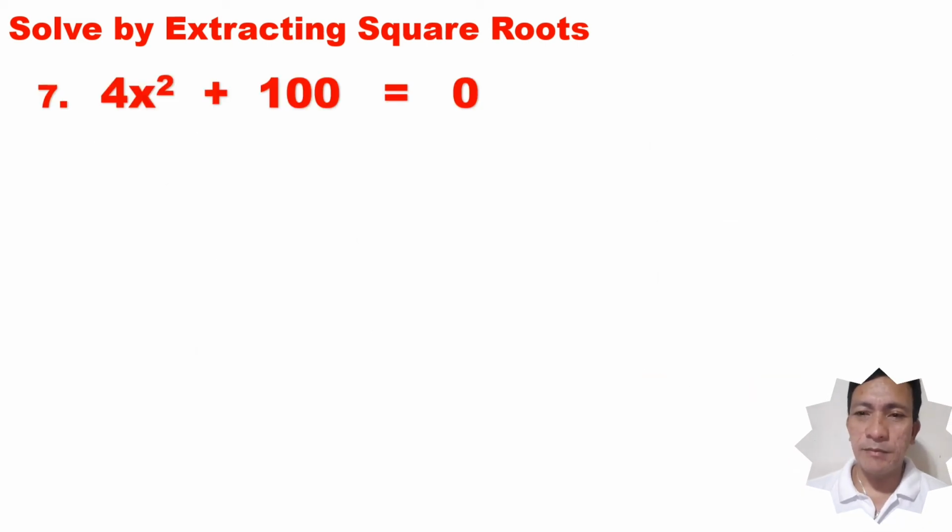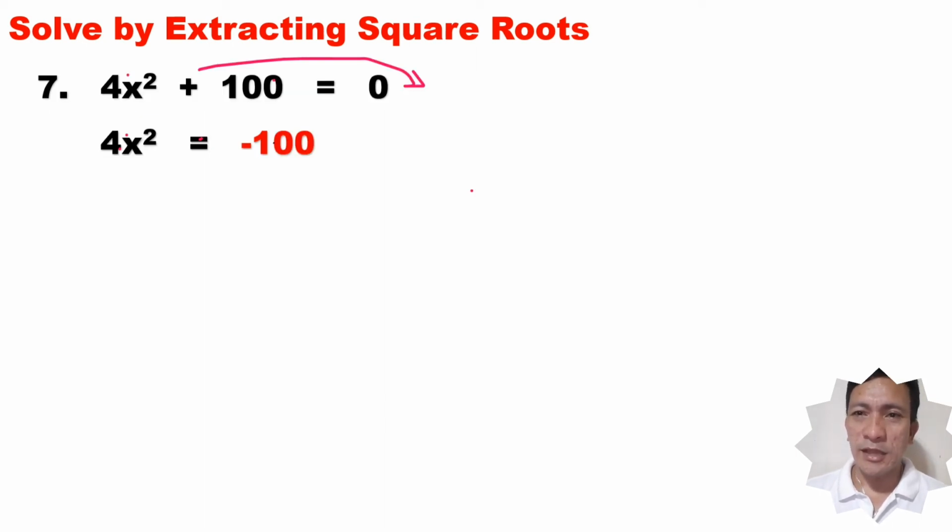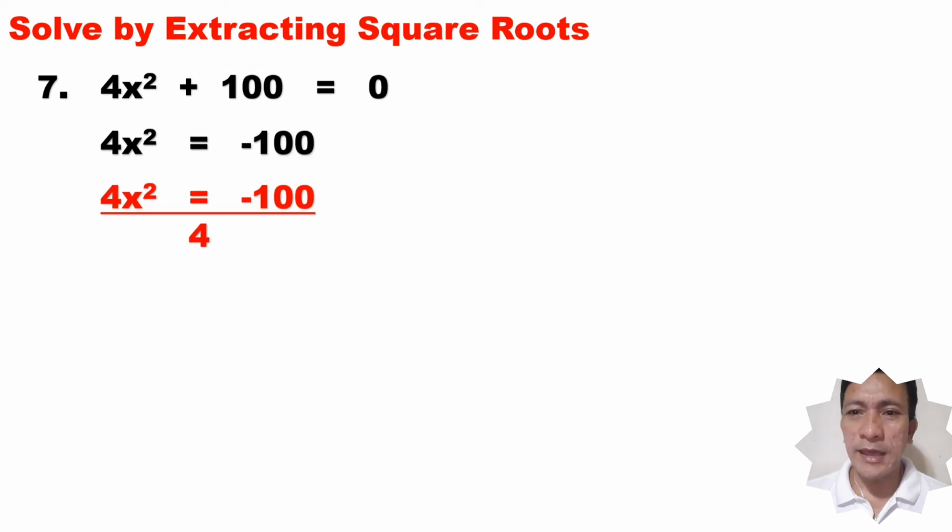Seventh and last problem for this video. 4x squared plus 100 equals 0. Transpose 100 to negative 100 to the right. So we have 4x squared equals negative 100. Divide 4 both sides. So cancel ang 4 from x squared. Negative 100 divided by 4. So we have x squared equals negative 25.